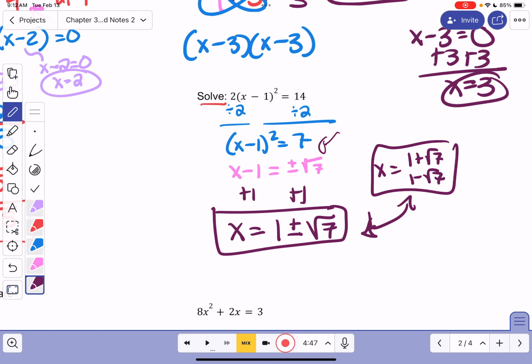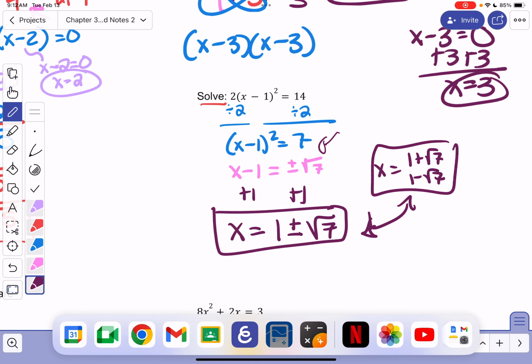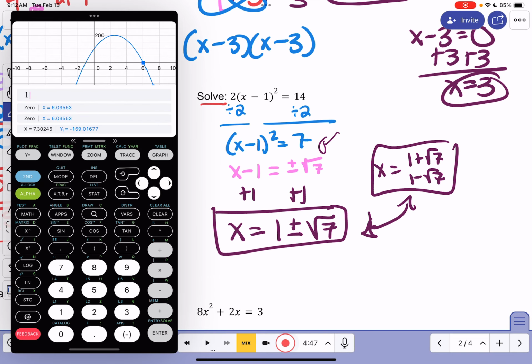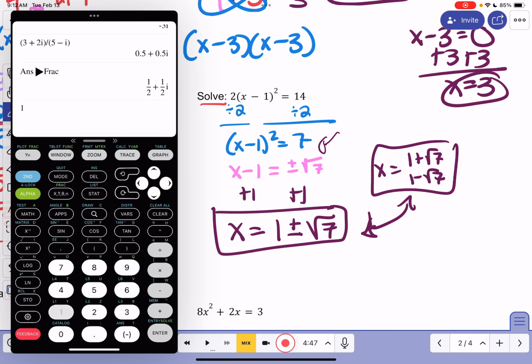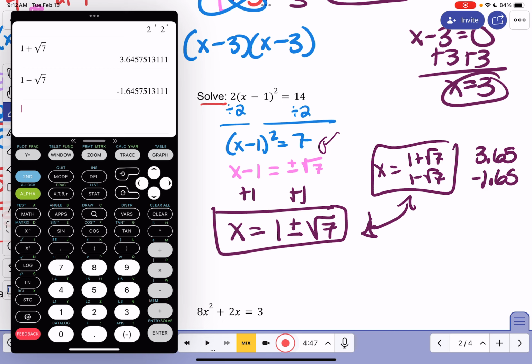That's exact form. If you put it in the calculator and you type 1 plus square root 7, you'd get 3.65. And if you did 1 minus square root 7, you'd get negative 1.65. So depending on what's asked, if it says exact, you have to give one of the ones in the boxes. If it doesn't, the decimal is fine.